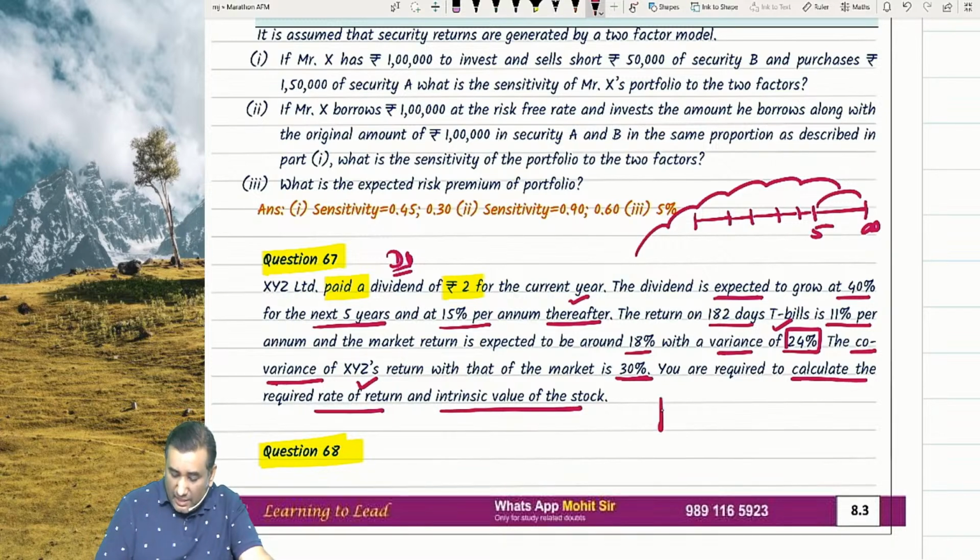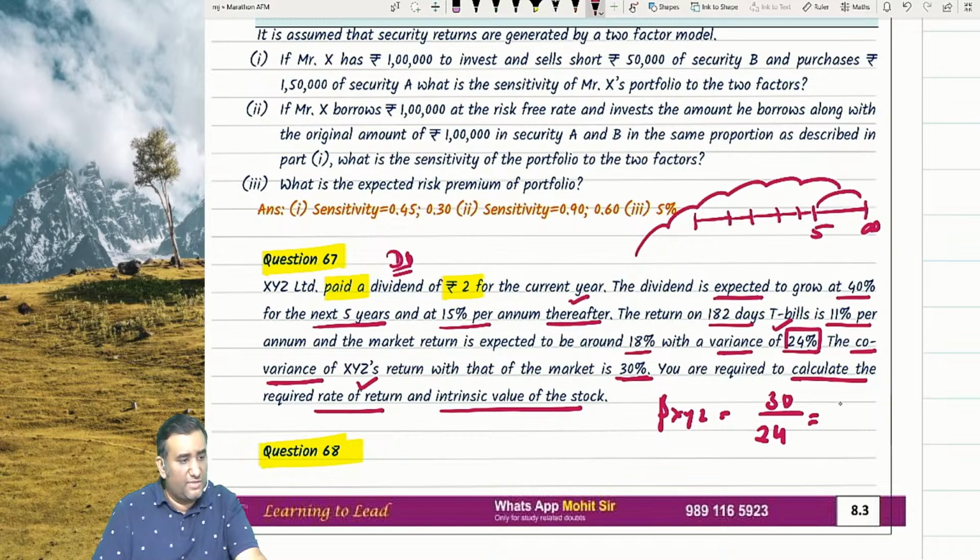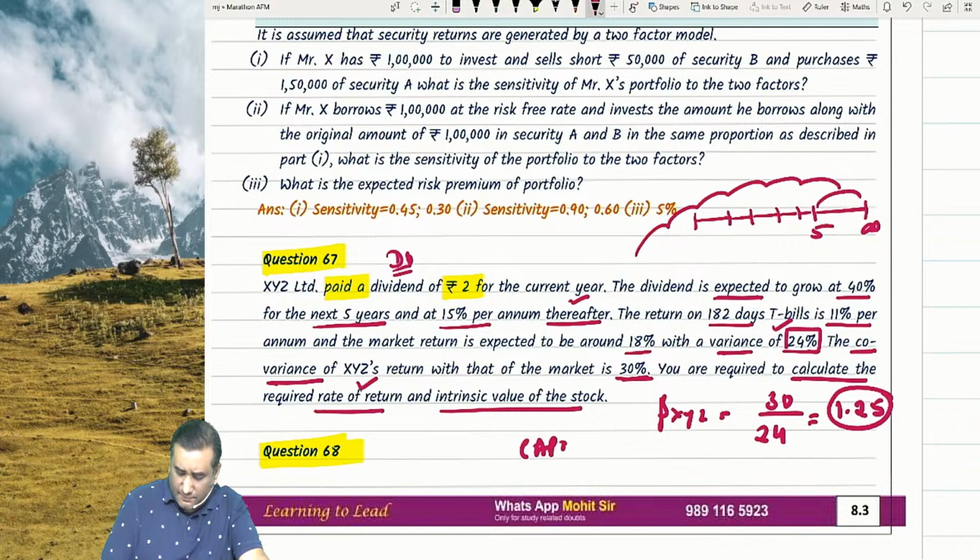So for my beta calculation of XYZ, the formula is covariance of the stock and market relationship, that is 30, divided by the variance of the market. This gives how much? 1.25. And then what I'll do is CAPM. RE would be, how much is RF? 11.